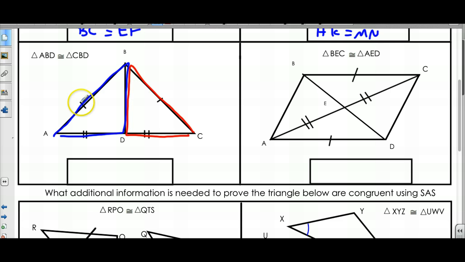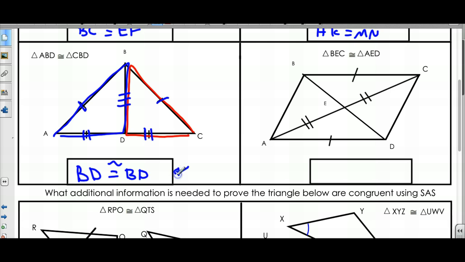Well, in both of them, I have two congruent sides. This side's congruent to this side, and this side's congruent to this side. Now I need another side, and that's this side, the side that they share. All right? So I would say in this case, BD is congruent to, well, BD. It's the same side, right? They both have side BD in their triangles.